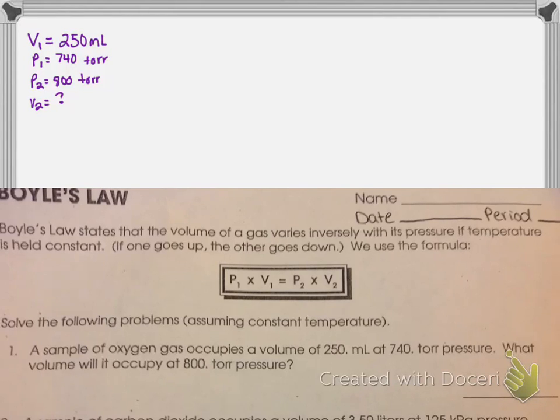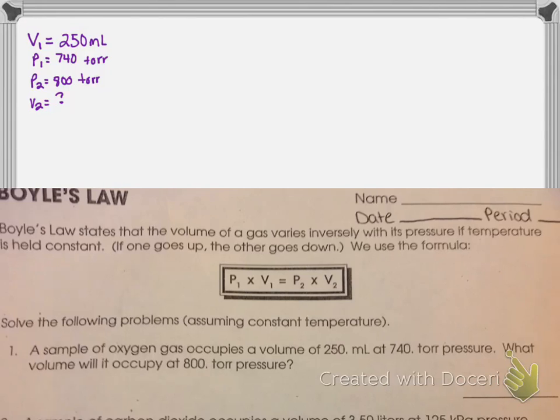For the problems on Boyle's Law worksheet, we're told to assume that all of the problems have a constant temperature, which is what you need in order to apply Boyle's Law to these problems. Assuming that we have a constant temperature, problem number 1 states that we have a sample of oxygen gas that occupies a volume of 250 milliliters at 740 torr pressure. What volume will it occupy at 800 torr pressure?